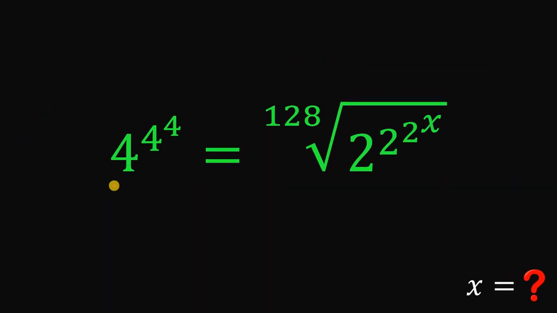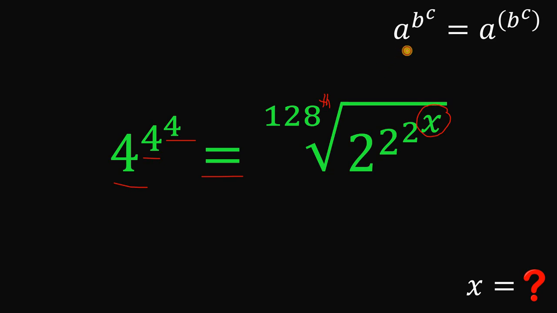Alright, so given this equation, 4 raised to 4 raised to 4 equals 128 root of 2 raised to 2 raised to 2 raised to x, then our goal is to solve for the value of this variable, x. To answer this question, we're going to use some laws of exponent.